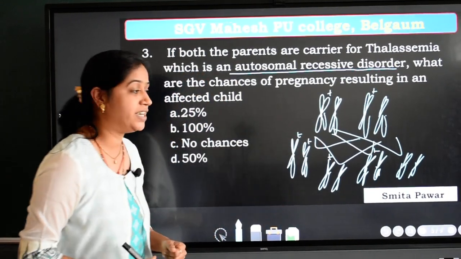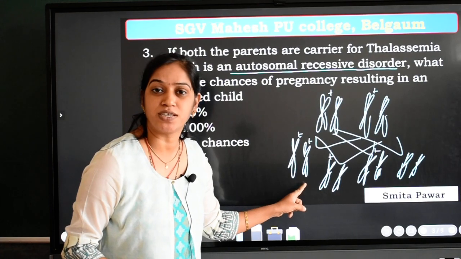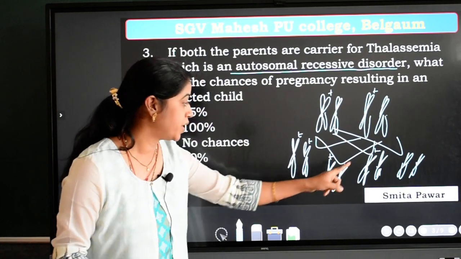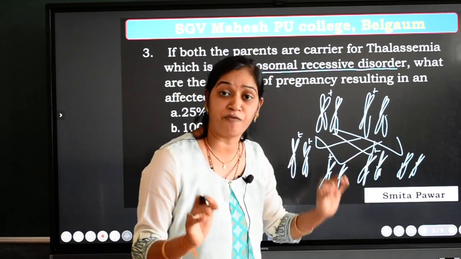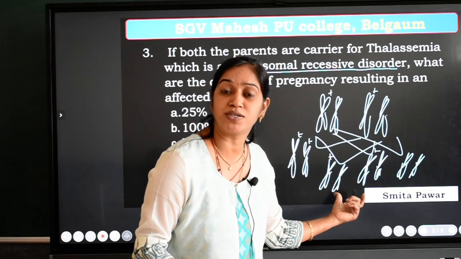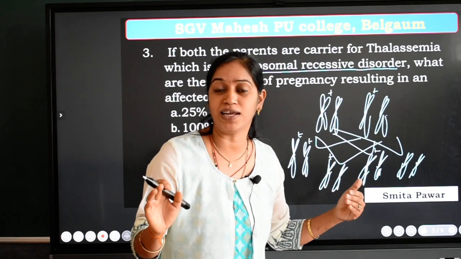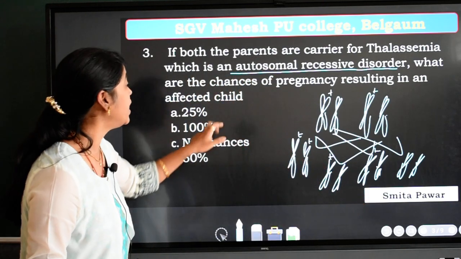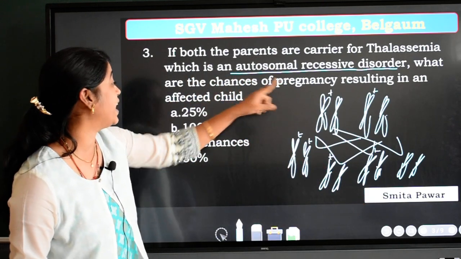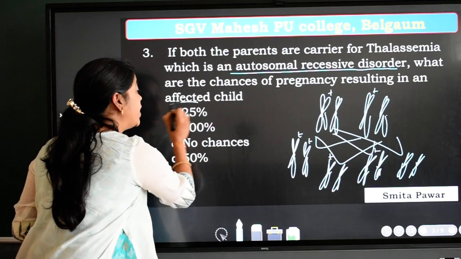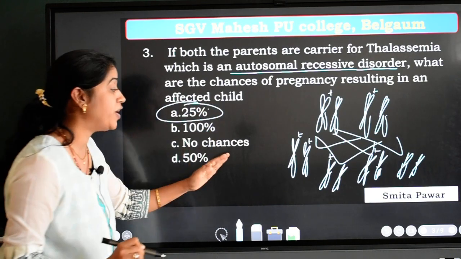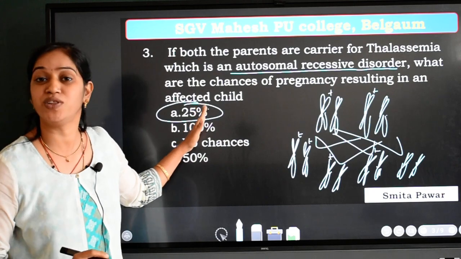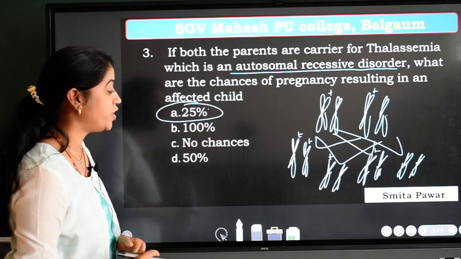If you see in this condition, 25% of children will be affected, 25% of children will be perfectly normal, and the remaining 50% will be normal phenotypically, but they will be carriers for the genotype. For this question, they have asked us about resulting in an affected child. So there is a 25% chance that the kids can get affected with the disease. Let us go to the next question now.